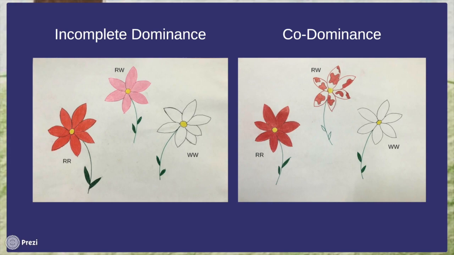Codominance occurs when both alleles are fully expressed in the organism's phenotype, as a mixture of the two, shown here as a mixture of red and white spots.